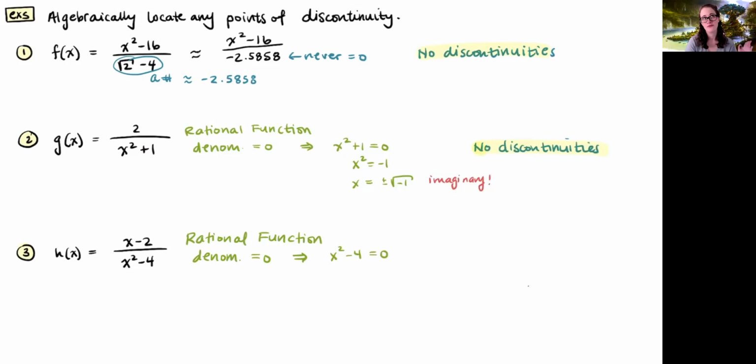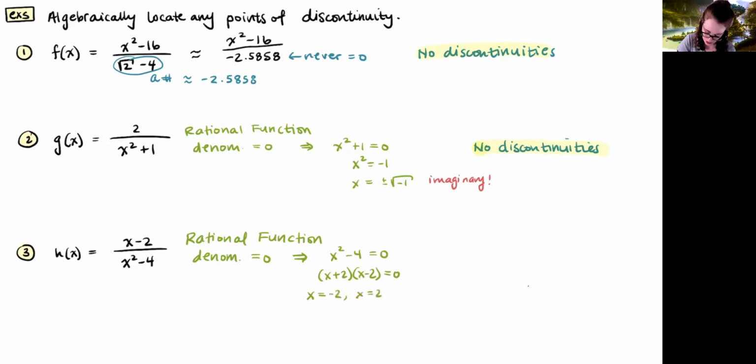We are going to classify points of discontinuity in the next video. And in that case, we will consider the numerator. But in this case, when we're just finding all discontinuities, we just want to see where the denominator equals 0. So we've got x squared minus 4 equals 0. 2 ways to solve this. You could factor. This is a difference of 2 squares. So that'll factor into x plus 2, x minus 2. And so this will give us x equals negative 2 and x equals positive 2.